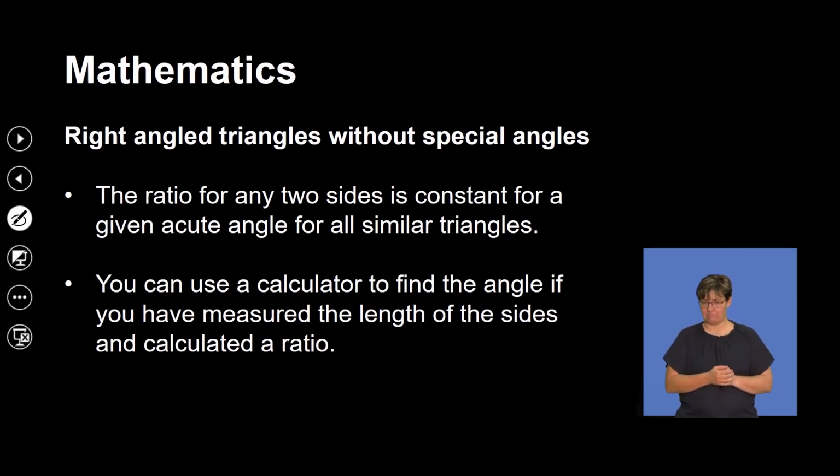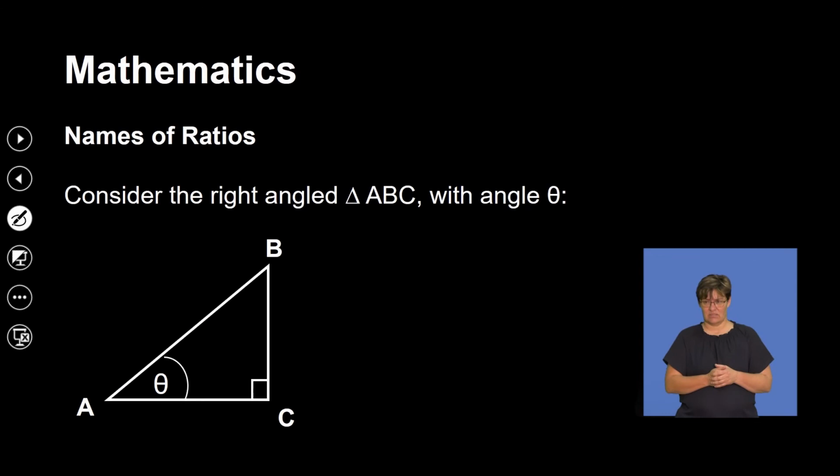You can use a calculator also to find the angle if you have measured the length of the sides and calculated a ratio. So you can play around with this. Remember, I said the first case is when there are special angles, but now, when there are no special angles, we can use a calculator to do that, which we will also look at at a later stage.